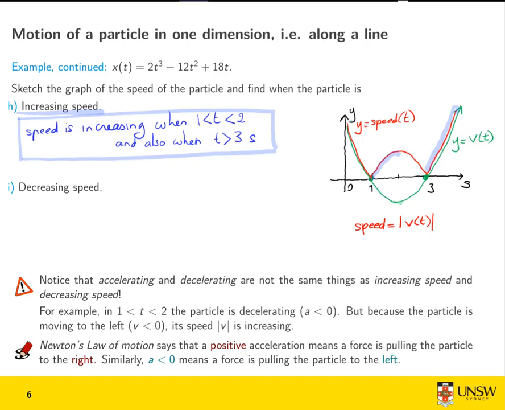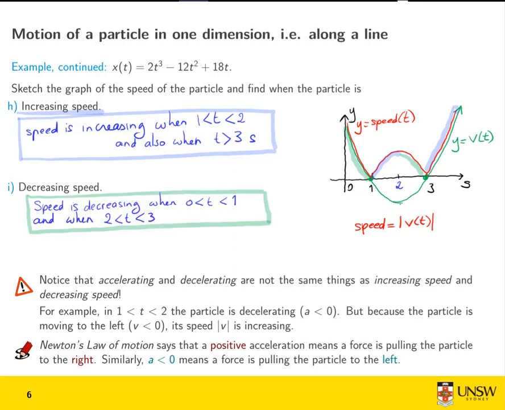Question I. When is speed decreasing? We can see that it corresponds to these two parts of the graph, which means that speed is decreasing between 0 and 1 second, and then again between 2 and 3 seconds. Note that in everyday English, accelerating and increasing speed would be the same thing, and decelerating and decreasing speed would be the same. But not here, because accelerating just means the acceleration is positive.